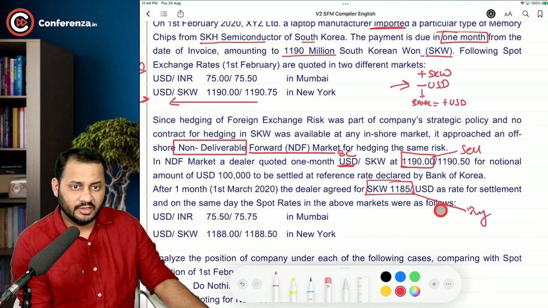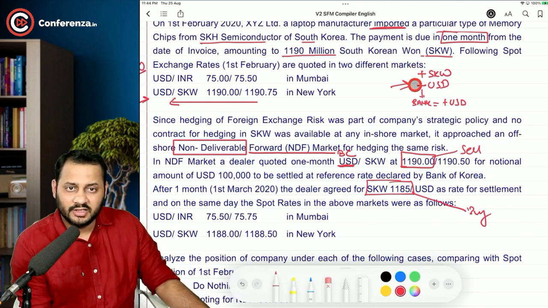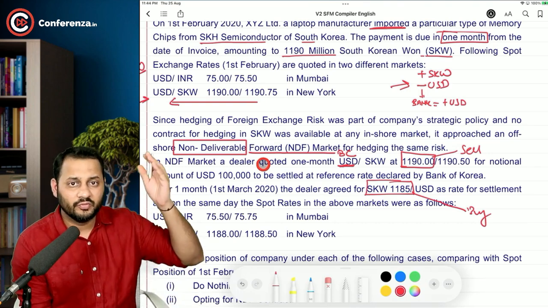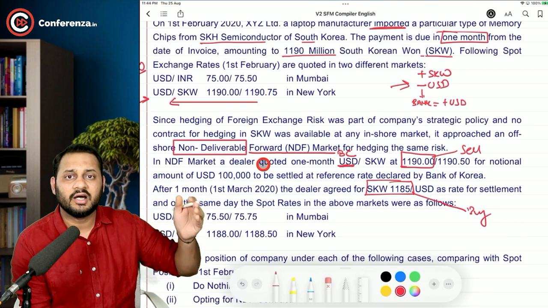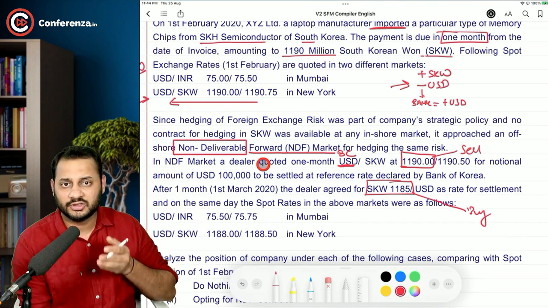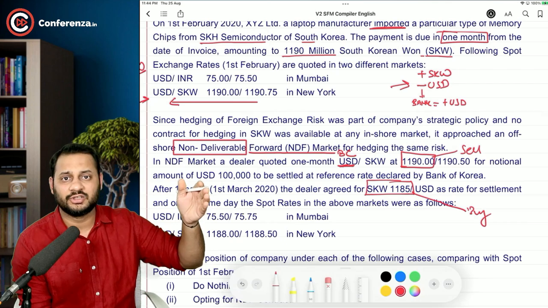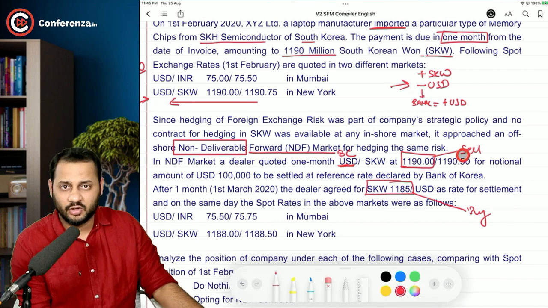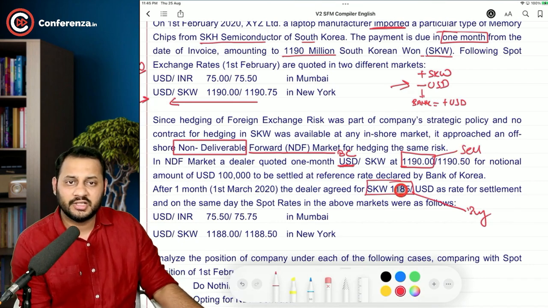We can clearly see that we wanted to buy SKW, sell US dollar, and since we want to sell US dollar, the bank will buy. So we want to sell US dollar, we will sell a forward contract today. That is how we decide forward, futures and option. Whatever we want to do with the base currency at expiry, we are going to do it today with the forward, futures and option. We want to sell US dollar, sell forward. That's how we opened the sell contract in the NDF and then closed it with a buy contract. So selling at 1190, buying at 1185 will result in a profit of 5 SKW per dollar.